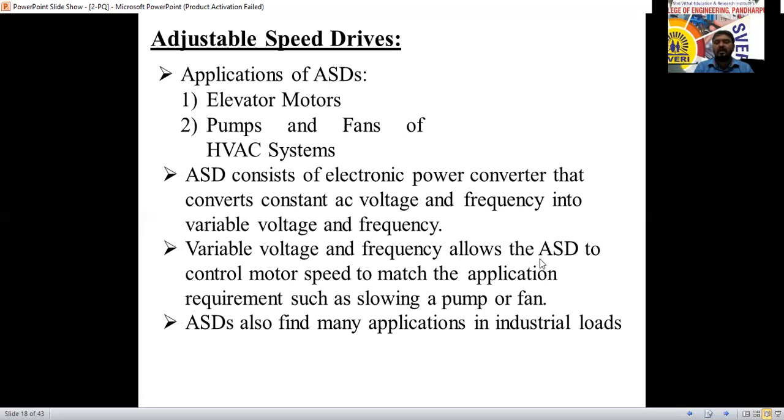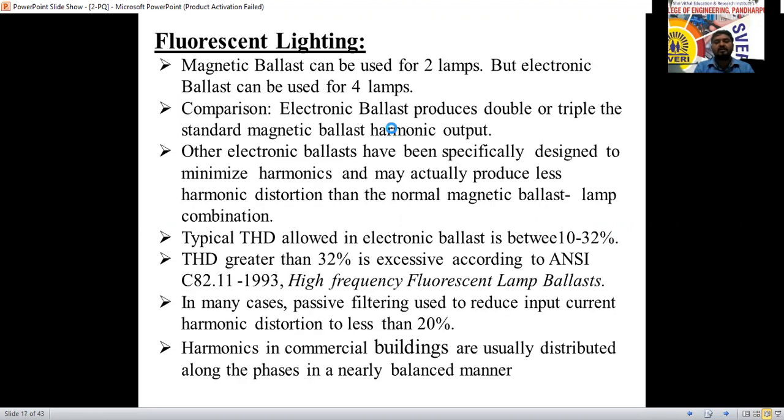Variable voltage and frequency allow the adjustable speed drives to control motor speed to match the application requirements, such as slowing a pump or fan. By controlling the voltage, you can control the motor speed. We have already studied the different speed control methods of motors. ASDs also find many applications in the industrial world. These adjustable speed drives are not only applied in commercial buildings, but also to industrial loads. So it completes adjustable speed drives as well as commercial loads.